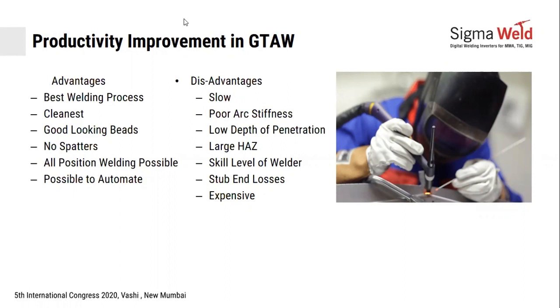So how do we make this a faster process is a challenge that people typically face, and they feel it is slow because of a couple of reasons. The arc stiffness is low. It has a low depth of penetration. It has a larger HAZ.